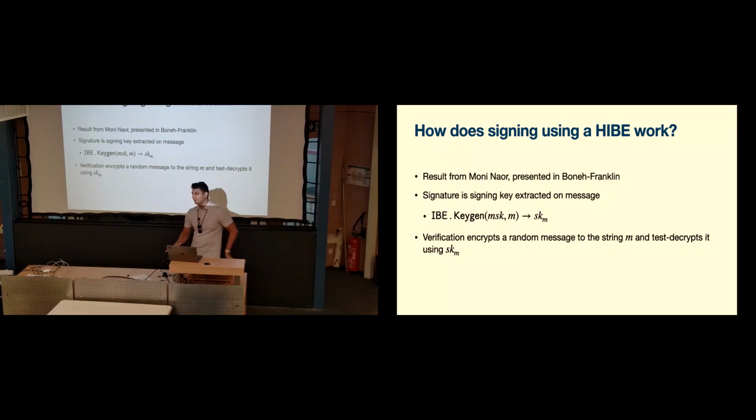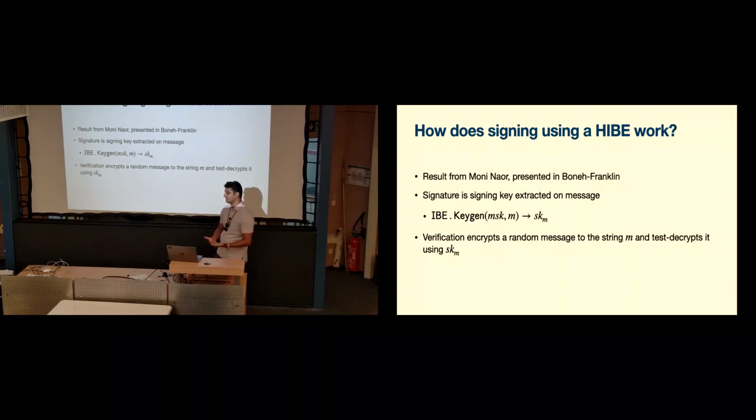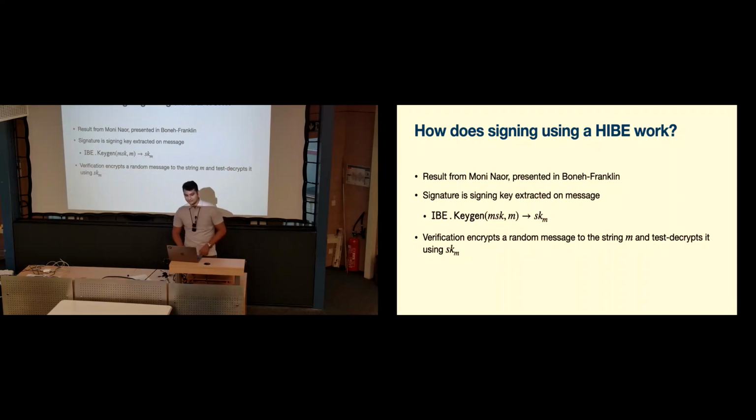Okay, all is fine and well, but I'm using a Hive scheme. I'm talking about signatures, so how does this work? There is a very simple way to convert a Hive key to be used as a signature. You just generate a key on a particular message, or using the message as the Hive identity.